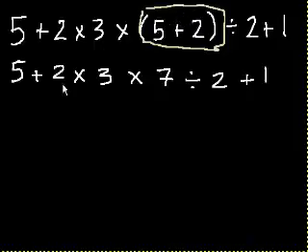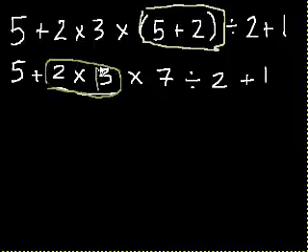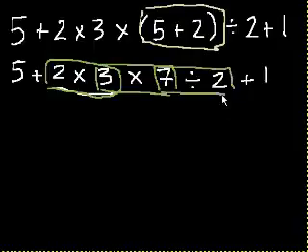All the places where we have multiplication, we could do 2 times 3 first. We could do 3 times 7 first. Or we could do 7 divided by 2 first. I'll leave it up to you as an exercise to prove to yourself it doesn't matter which one of these we do first. Let's just go left to right. That's actually the convention, but it doesn't matter.